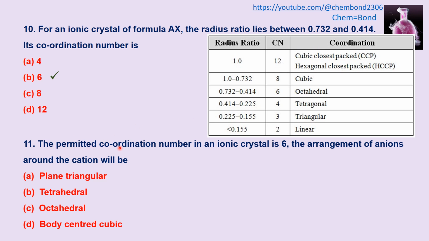The permitted coordination number in an ionic crystal is 6. So here the coordination number is given. The arrangement of the anions around the cation will be: plane triangular, tetrahedral, octahedral, body center cubic. So if we look at these structures, the coordination number value 6 is for octahedral. So octahedral is the correct answer.